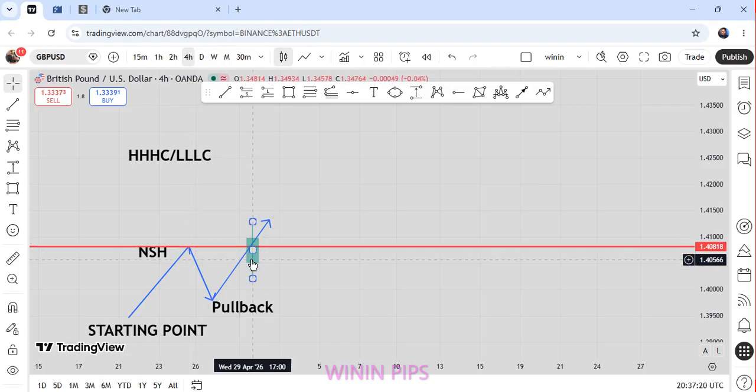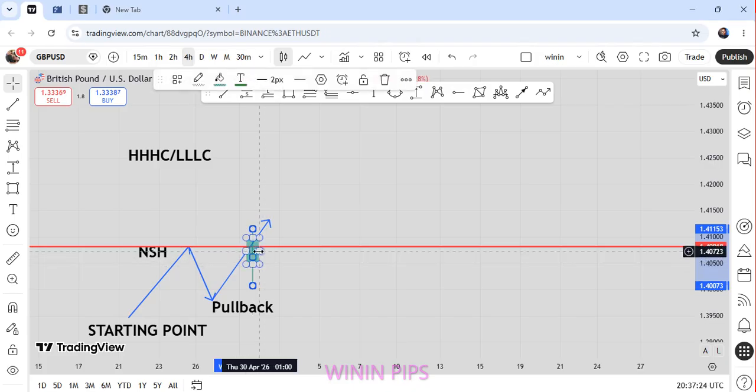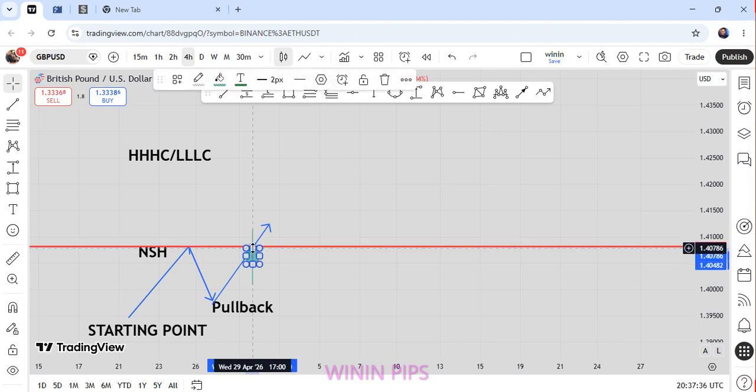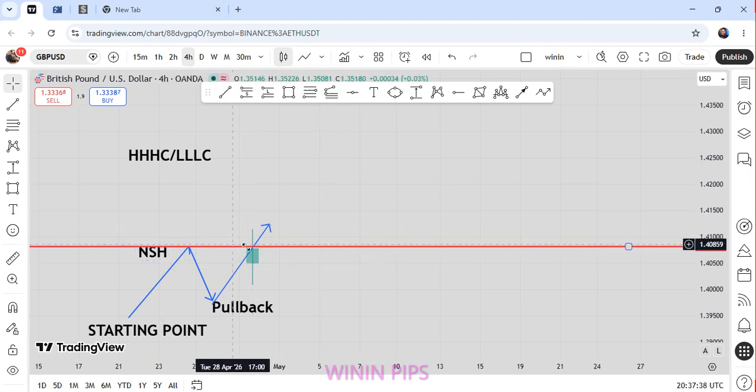So let's say this particular candle should have been something like this. So this is a higher high but not a higher close. It was not able to close above this particular red line.